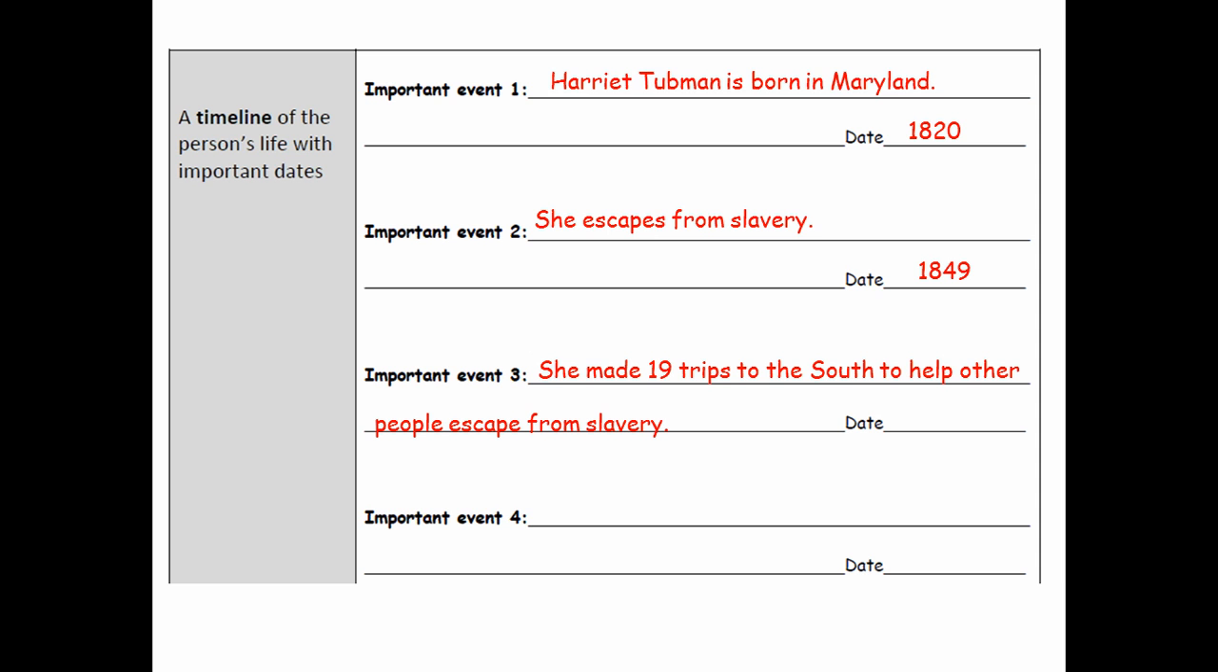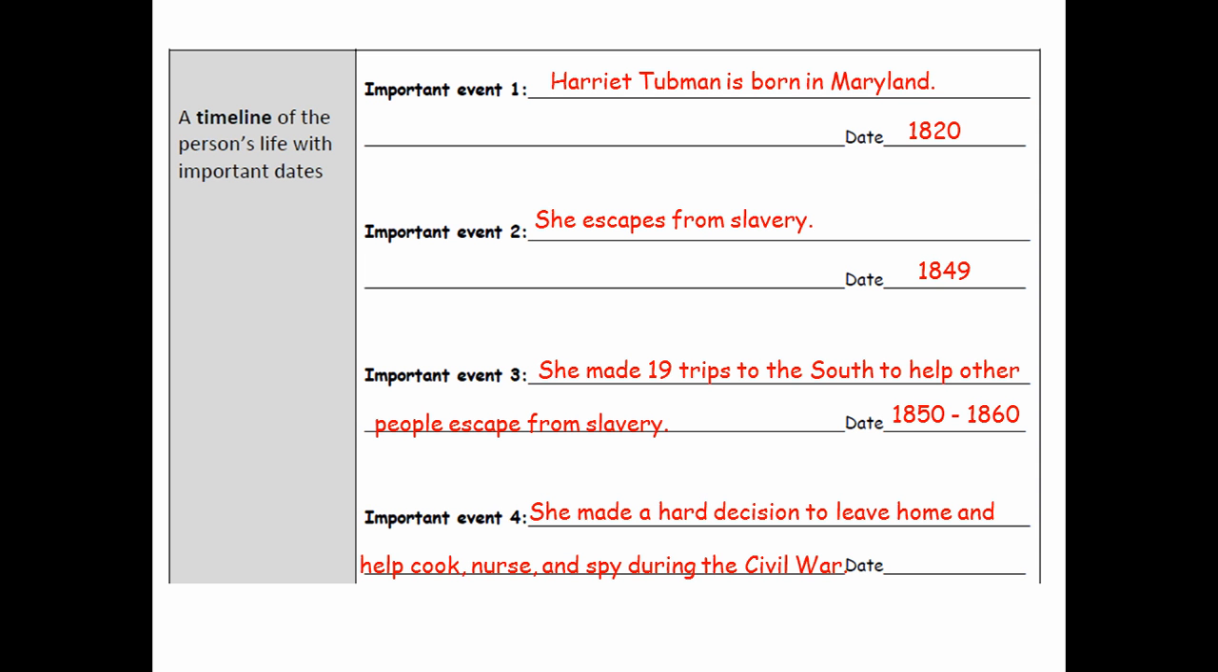She made 19 trips to the South, and I know a little bit more about this by going back in my book and reading. And so I'm going to put this in my own words and say she made 19 trips to the South to help other people escape from slavery. She did that for 10 years, from 1850 to 1860. So I'm going to put a range there.